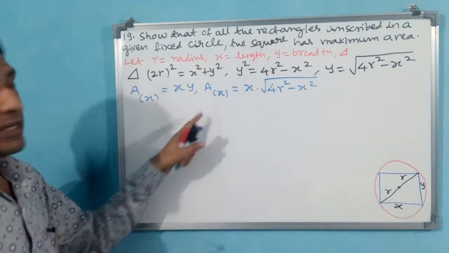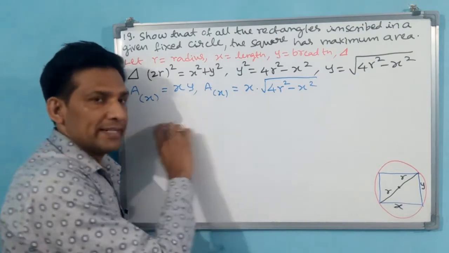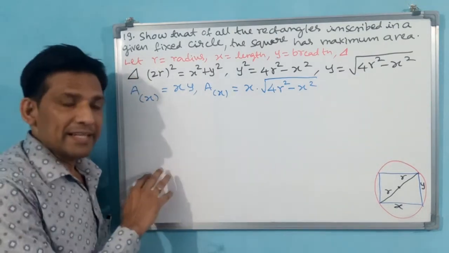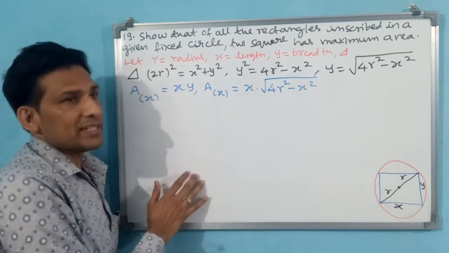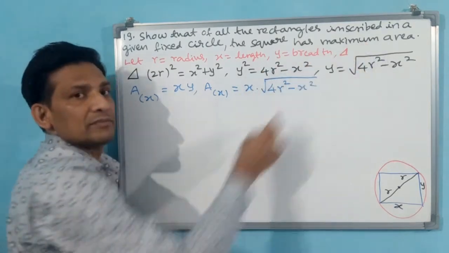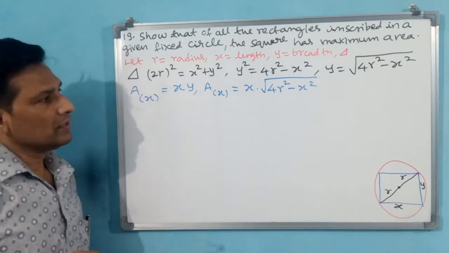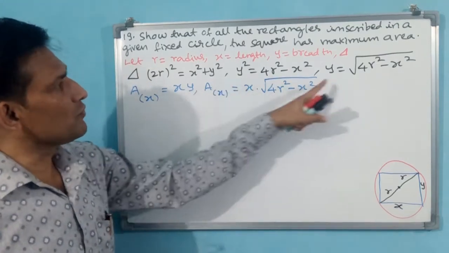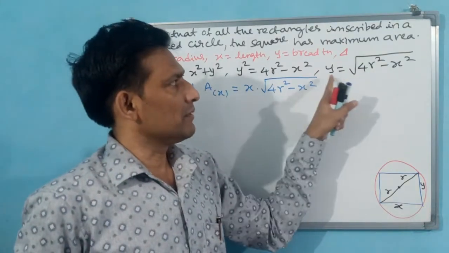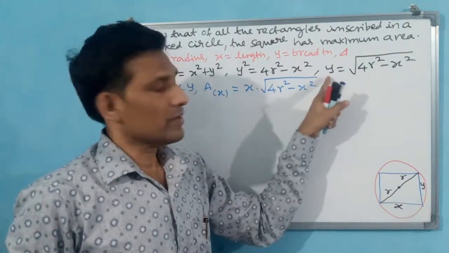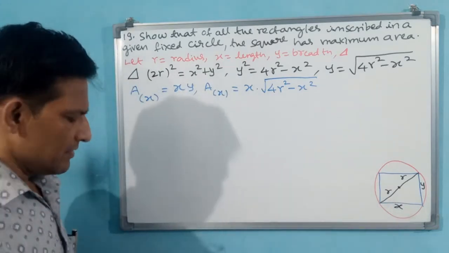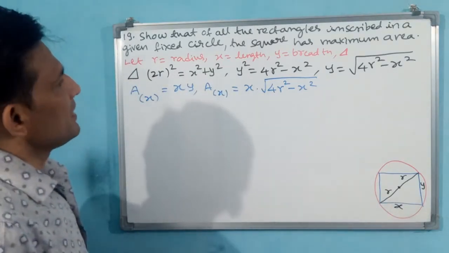Area maximum we have to make. A dash x you have to find. X value you take. A double dash x you find, substitute that x, that should come less than 0 for maximum area. Then with that x you find y again. Why? Because the y and x relation is there. If x is equal to y, then this is a square. That's all. Okay, fine. Let us find A dash x.